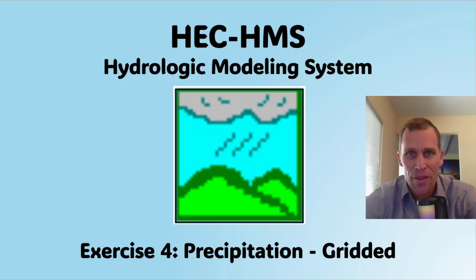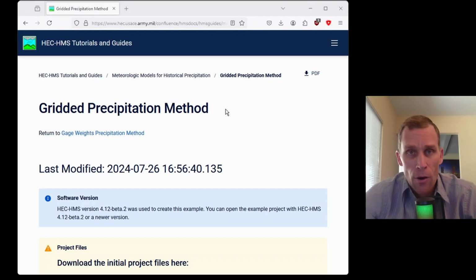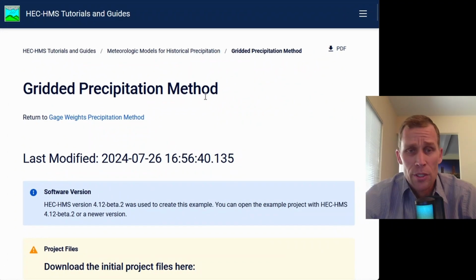Welcome and hello. This is a video exercise in HEC-HMS, and in this exercise, we're going to be dealing with the gridded precipitation method. This is a meteorological method for precipitation. We're going to use a grid for precipitation as well as temperature, and then compare the total runoff volume without evapotranspiration and then later with evapotranspiration. So that's what we're doing in this exercise.